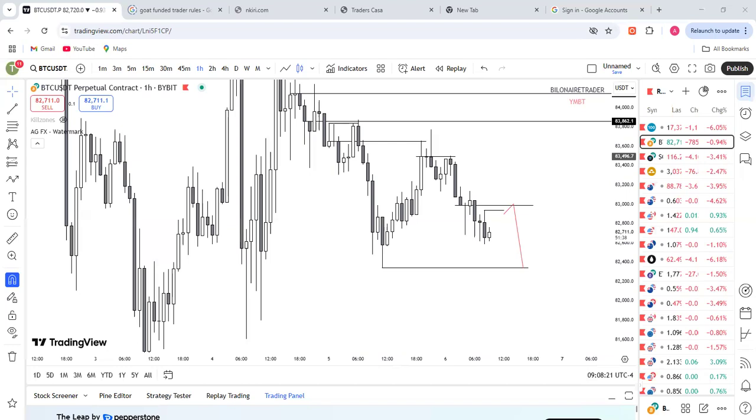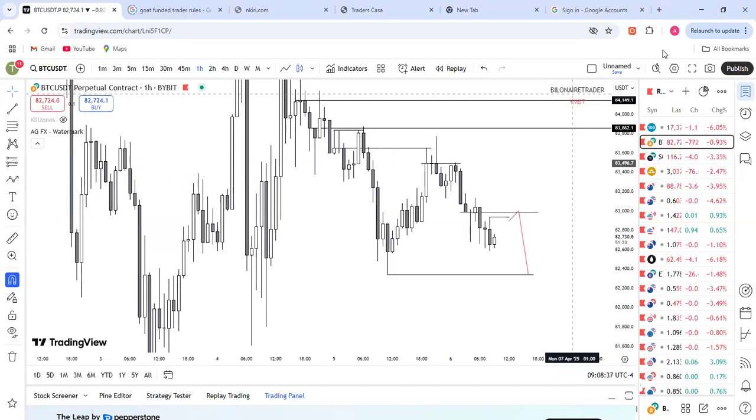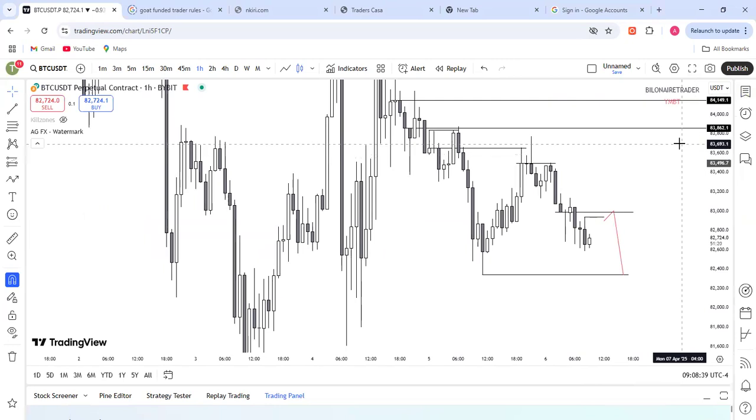Okay, so I believe you can see my screen, right? Yes, okay, I can. Great, that's good.